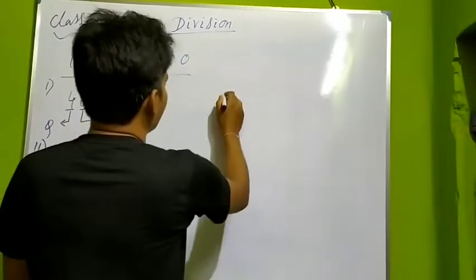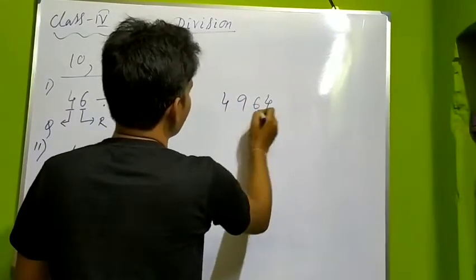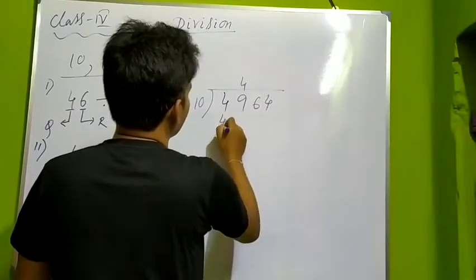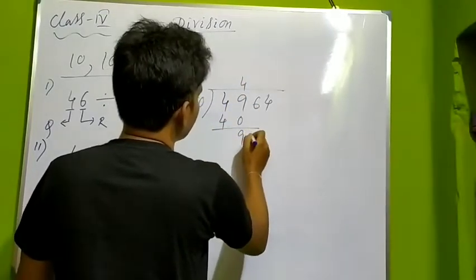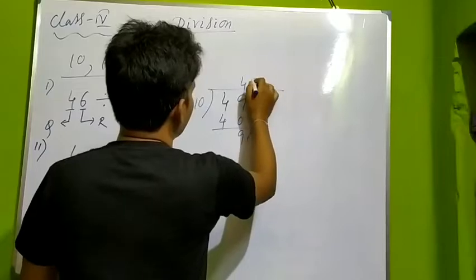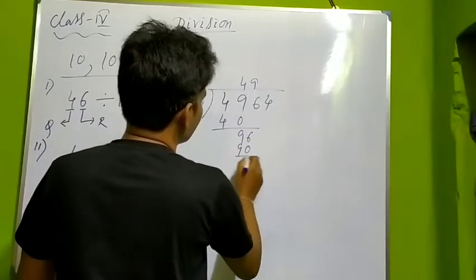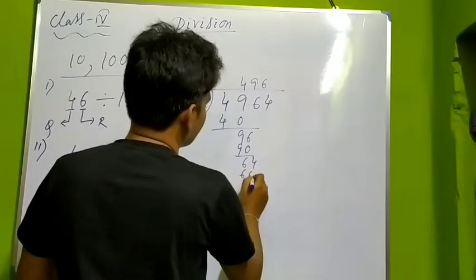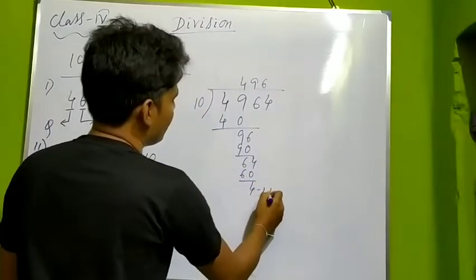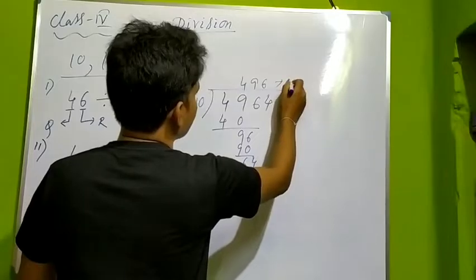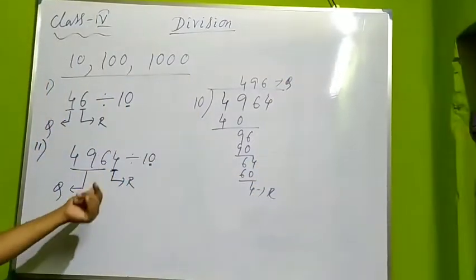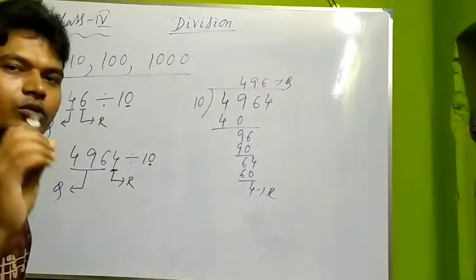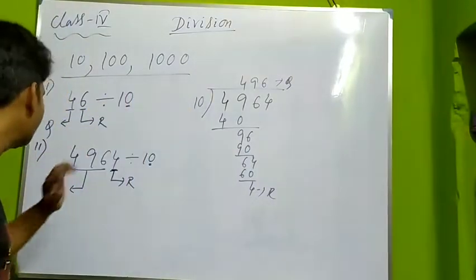Okay, 4964 divided by 10. At first 4, then 49, 6 comes down, then 9, 90, 6, 4 comes down, then 6, that means 60. 4 is the remainder and 496 is the quotient, which is the same. Okay, so easily you can find out what the remainder and what the quotient will be.